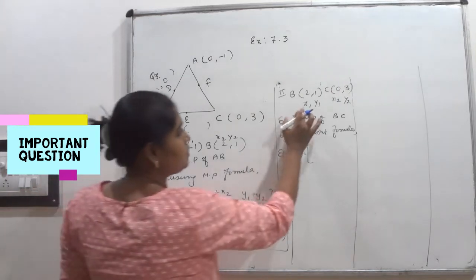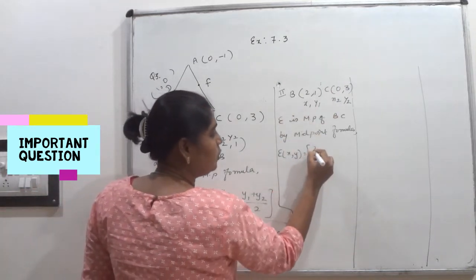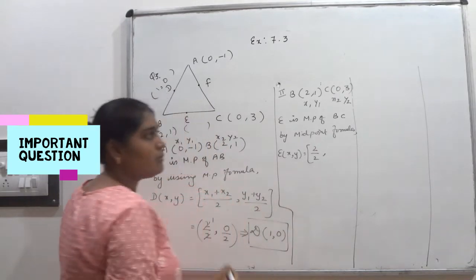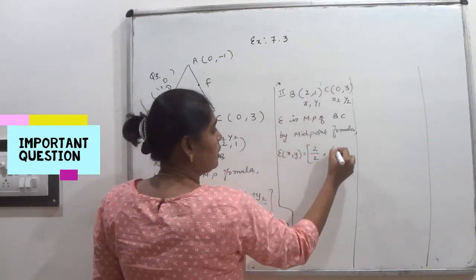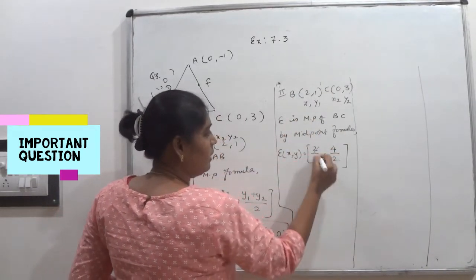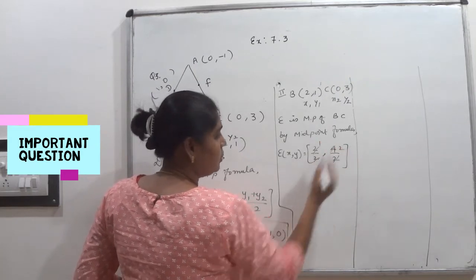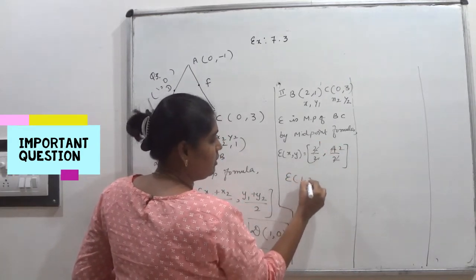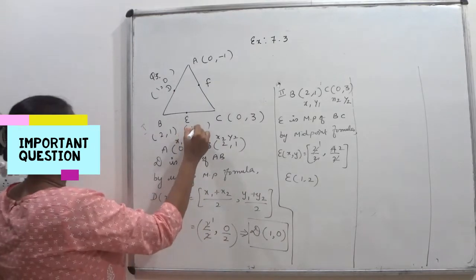Again, I am not writing the formula, just applying the values. x1 plus x2, that is 2 plus 0, 2 upon 2. y1 plus y2, 1 plus 3, that is 4 upon 2. 2 by 2 is 1, and 4 by 2 is 2. So the E coordinates are (1, 2). Write it here also (1, 2).